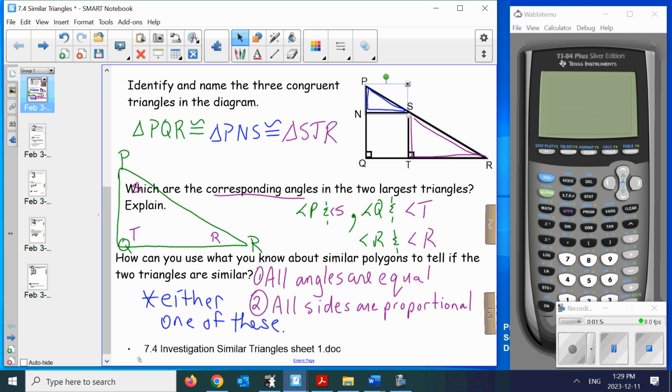Now, the question was, is this similar if it's rotated? So if it's this one, yes, it's still similar because the angles are the same. It's just when you are labeling things and saying which is similar, make sure you get it right. So you have to keep your wits about you a little better.